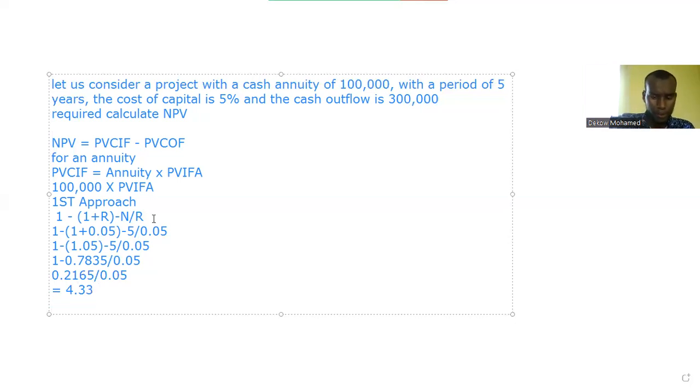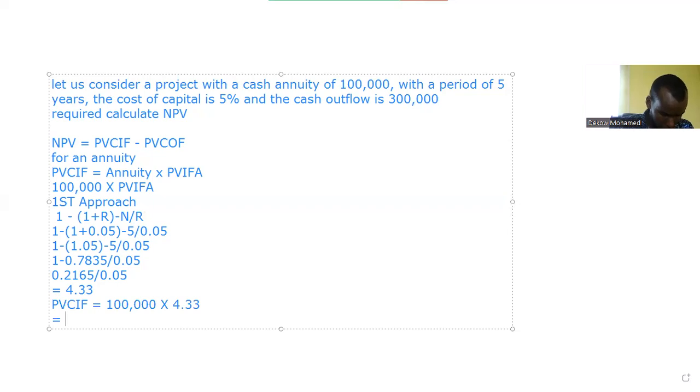Remember that the present value cash inflow is equal to the annuity. In our case, the annuity was 100,000. Multiply this with 4.33, times 100,000. This will give us 433,000. This is the present value cash inflow.